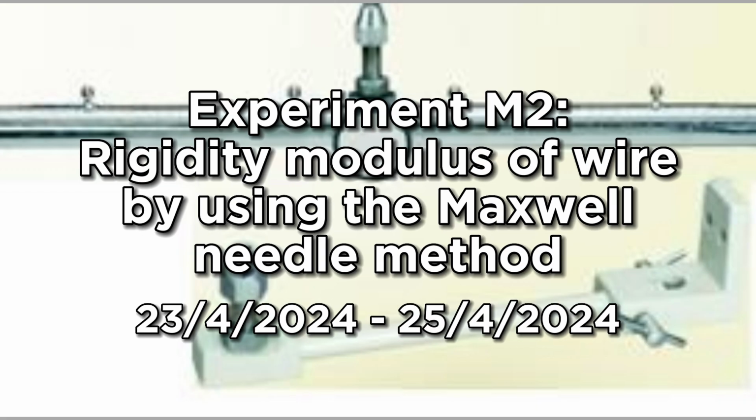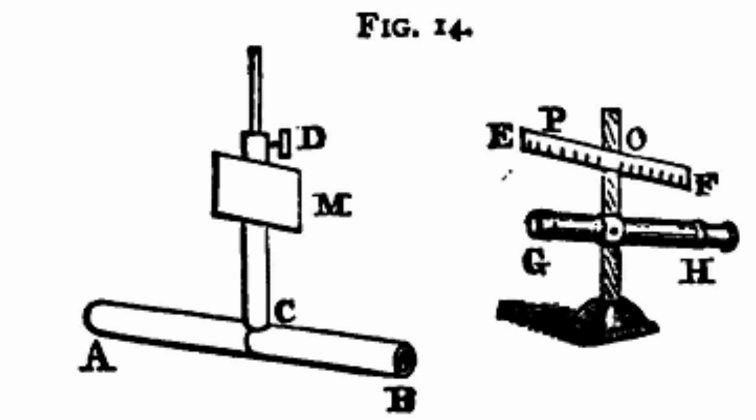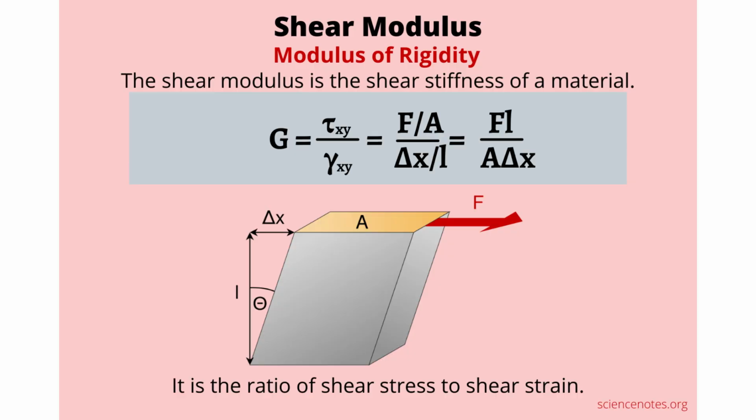Experiment M2, rigidity modulus of wire by using the Maxwell needle method. What I learned from this experiment is to determine the rigidity modulus of a wire, basically how the elasticity shear stiffness of the wire is, also known as the shear modulus. The modulus of rigidity is measured using the SI units, Pascal.